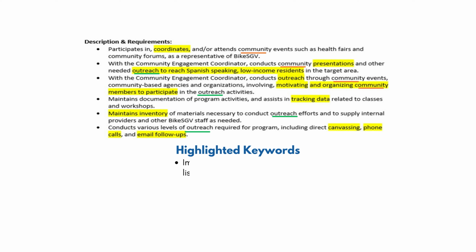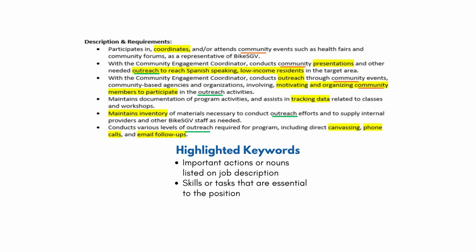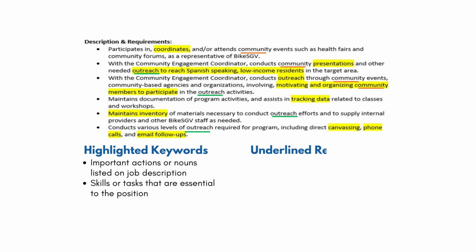The highlighted keywords are important actions or nouns that are listed on the job description. These are skills or tasks that are essential to the position. Next, I went through and underlined the repetitive words in the job description. There are 2 words that come out throughout the description. They are community and outreach.